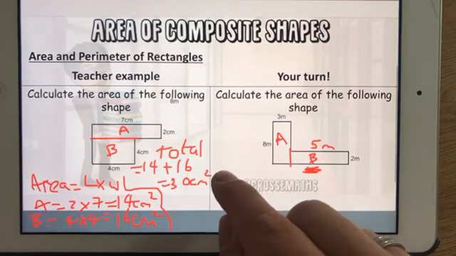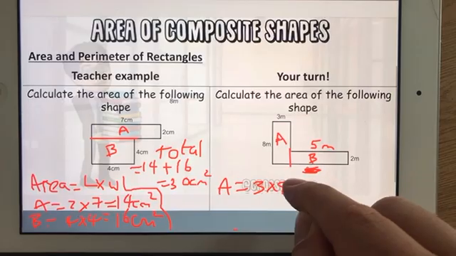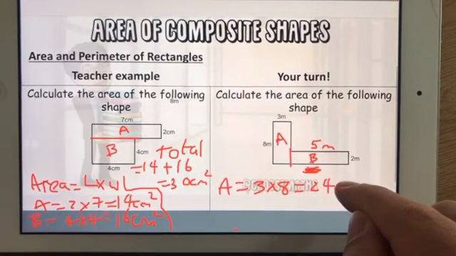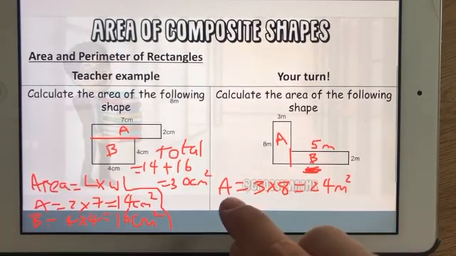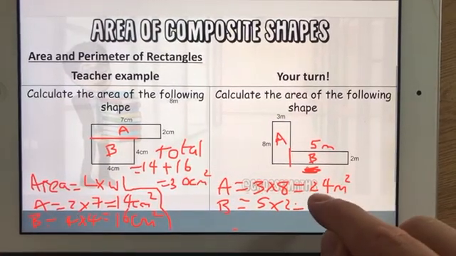So shape A is 3 times 8, which is 24 meters squared. Shape B is 5 times 2, which is 10 meters squared.